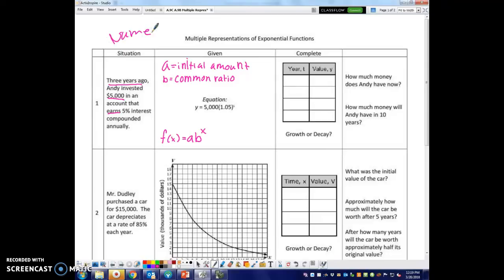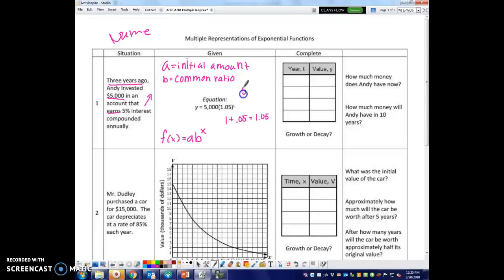Okay, so what that's saying is the 5% interest rate, since it's growing, because they're earning, so it's going up, so it's going to be 1 plus the interest rate. We don't put 5%. Instead, we put 0.05, because that's the decimal. 1 plus 0.05 is 1.05. If it were going down, we would do 1 minus the interest rate. That gives you the common ratio. So that's why it's 1.05, because it's 1 plus 5%.